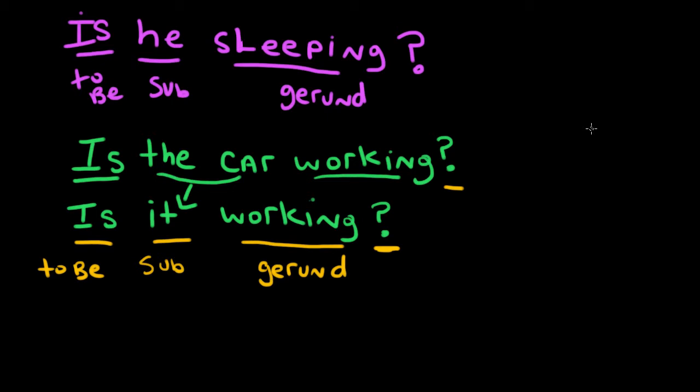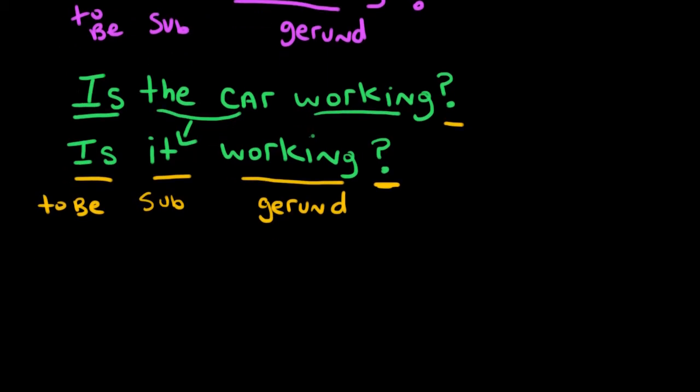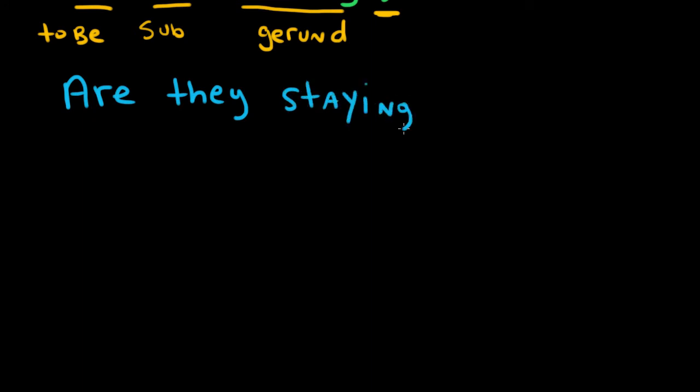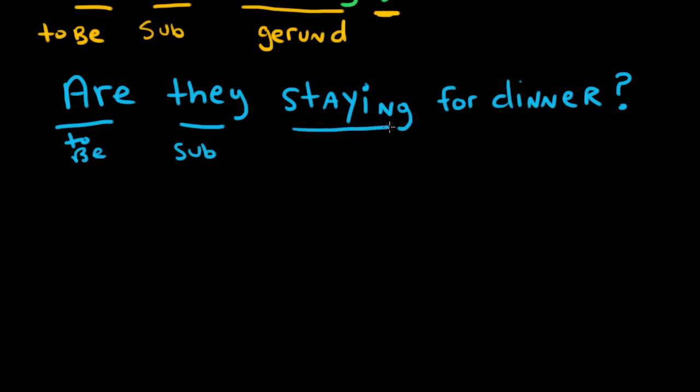Let's look at some more examples of how to make questions with the to be verb in the present continuous. So we can say, for they, are they staying for dinner? So this is a question. We have the to be verb, then we have the subject, then we have the verb in the gerund. That's how we order the words to make a question.